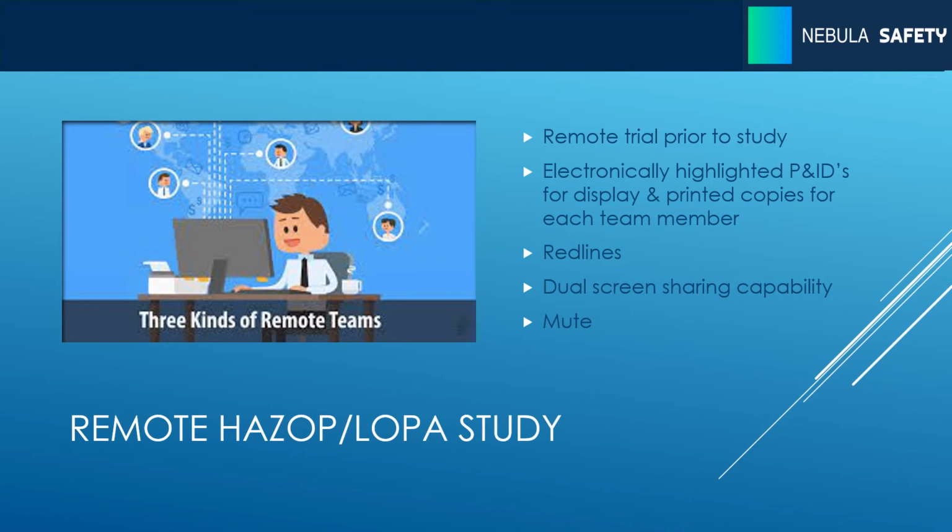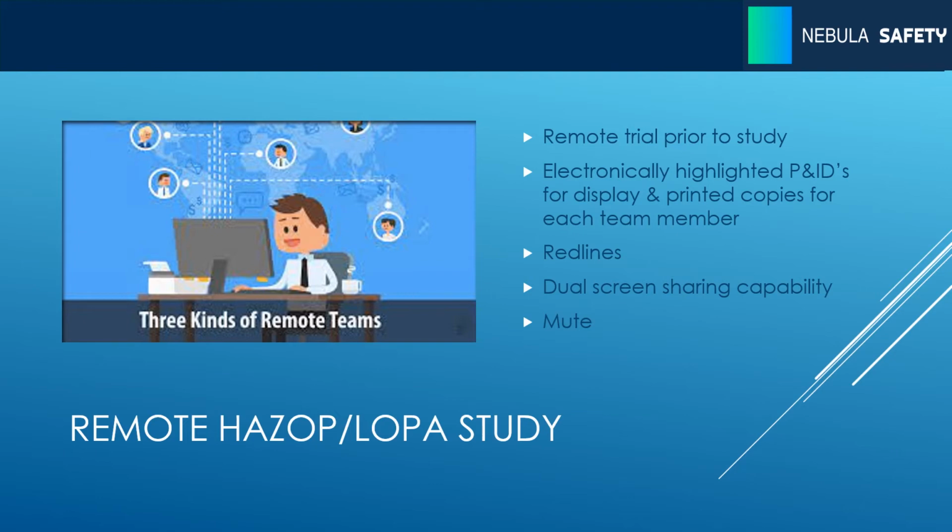Electronically highlighting the PNIDs is recommended. That is typically how I like to do it anyway. They're a little bit cleaner. They make for smaller file sizes, so they're easier to transfer from myself to members of the team.